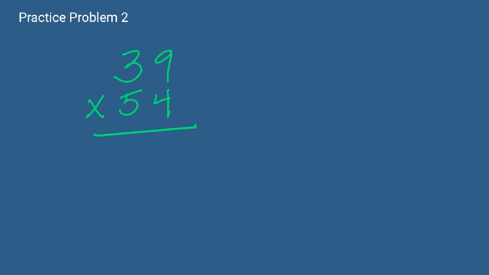So for practice problem 2, please solve 39 times 54. Solve it on your organizer. Bring your answer and your math thinking and your questions to class the next day. And just to wrap part 2 up, what we did is we answered the question together: how can we solve 2 by 2 digit multiplication problems using the standard algorithm?